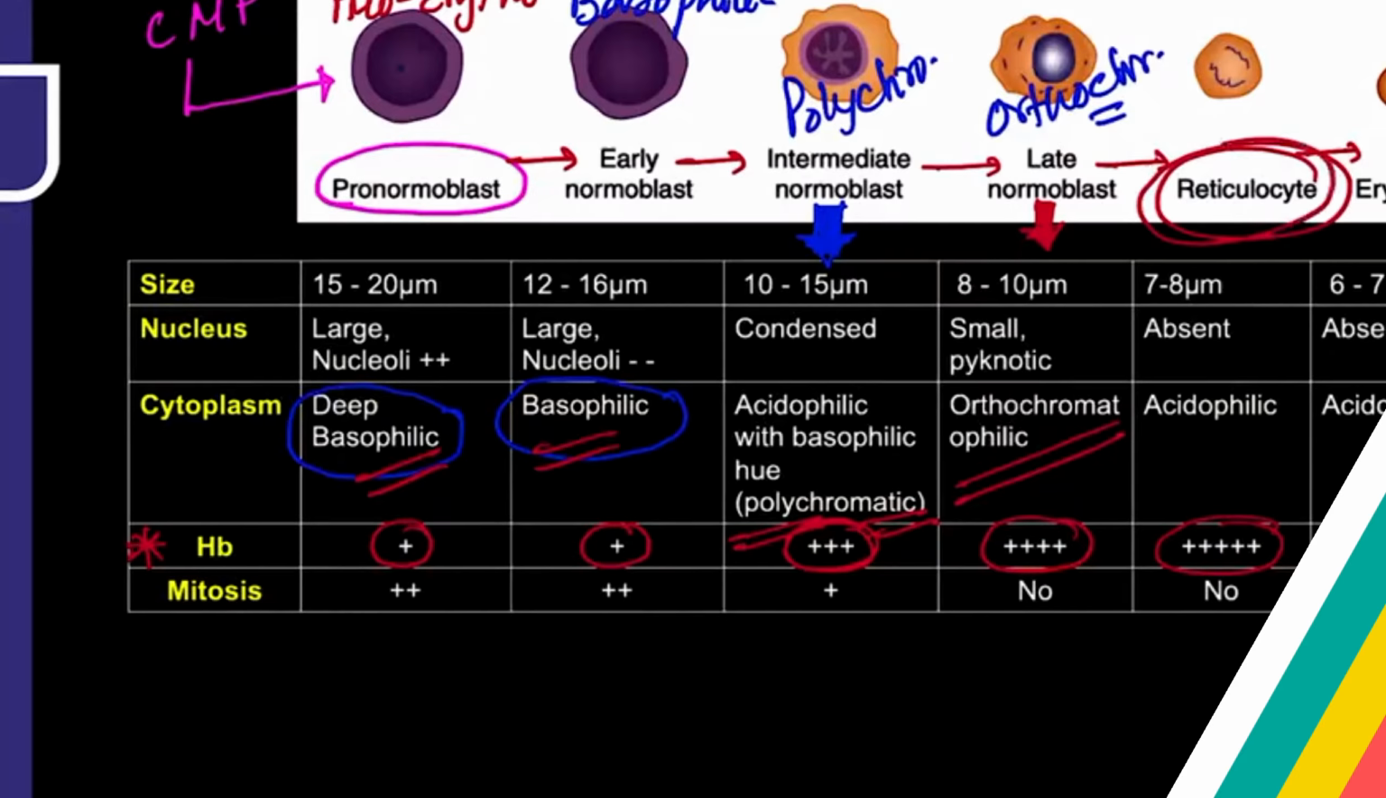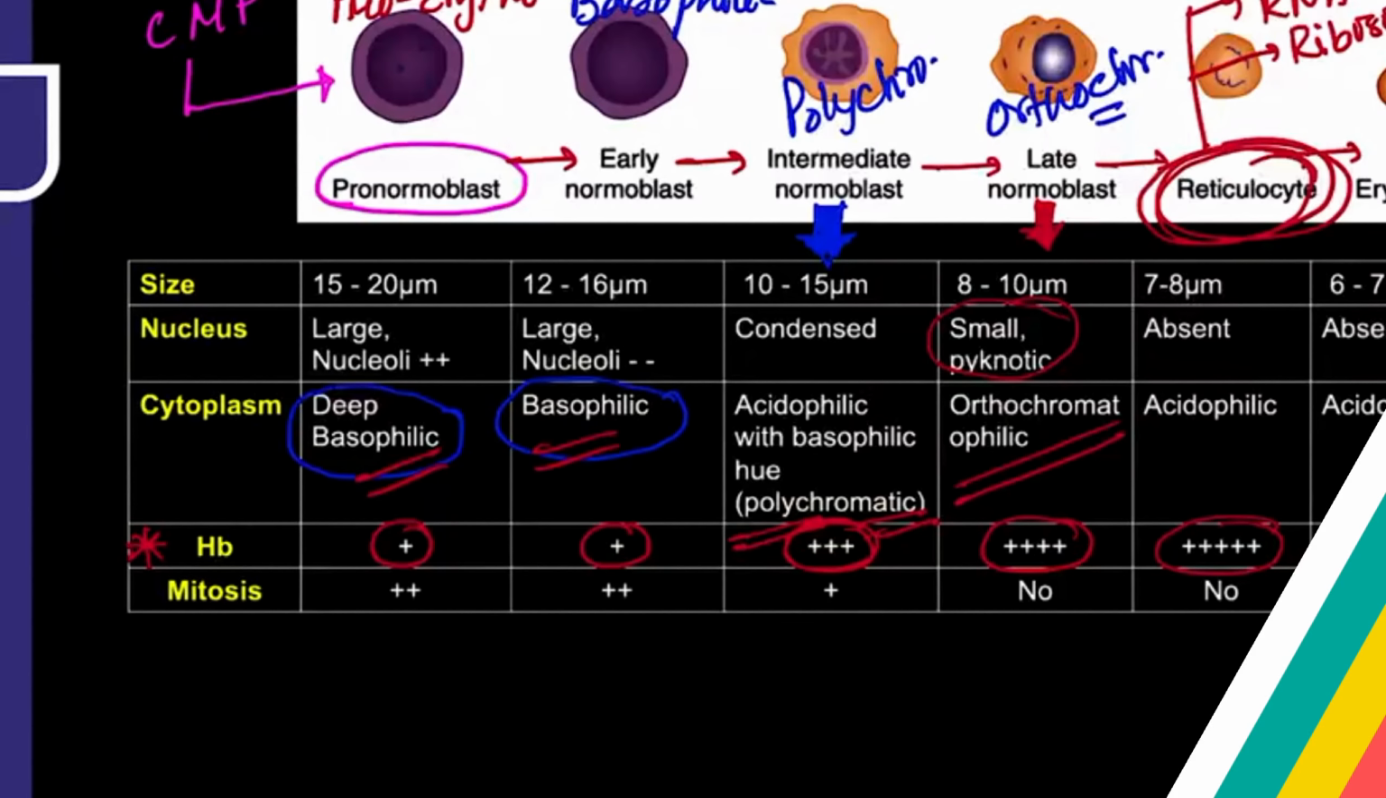So please note down, this is the first cell where the nucleus is completely lost. Even before this cell stage, the nucleus is there, but that is small, pyknotic in size. In the reticulocyte cell stage, the nucleus is not there. The cell contains a huge amount of hemoglobin, and the reticulocyte also contains a certain amount of RNA and a certain amount of ribosome.